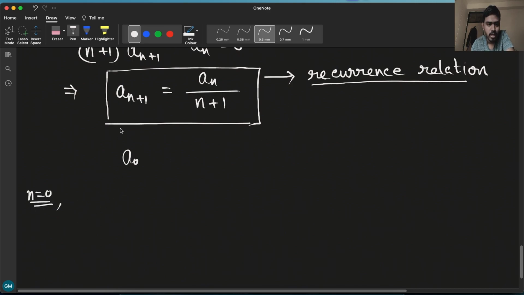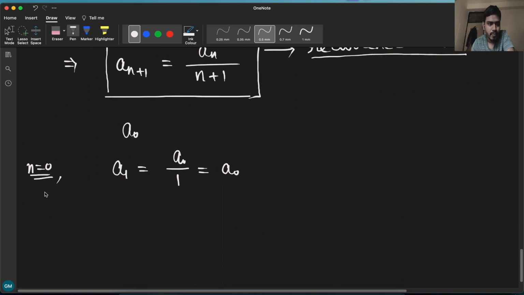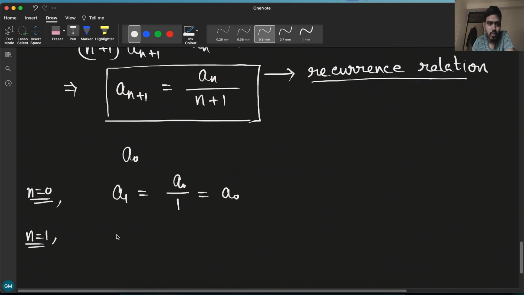So what will we get? If you put n equals 0, then you will get a1 equals a0 divided by 1, or rather a1 equals a0. If we put n equals 1 in this recurrence relation, then you will get a2 equals a1 divided by 2. And what is a1? a1 is a0 by 1, so it is a0 by 2 times 1, which is a0 by 2 factorial.